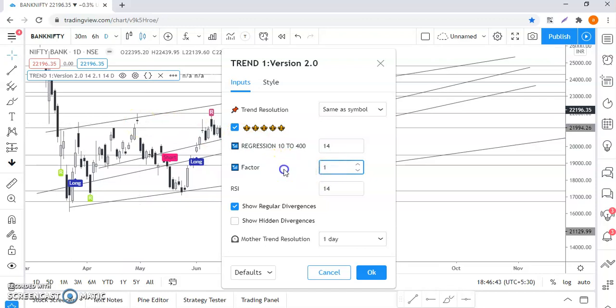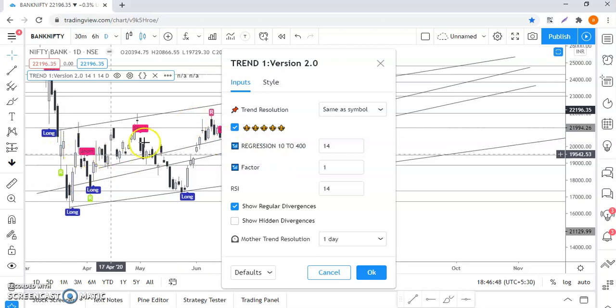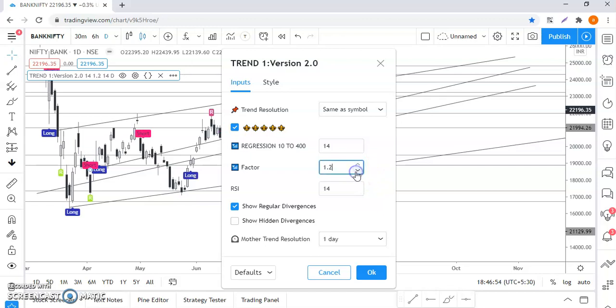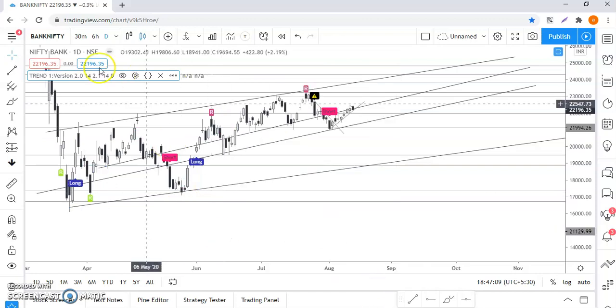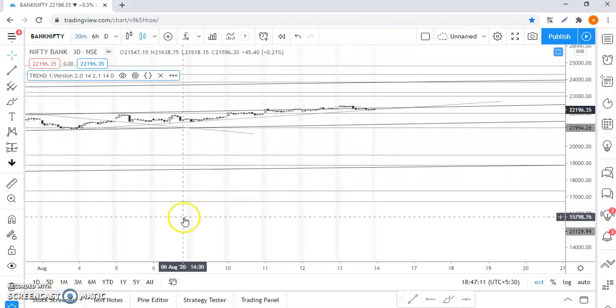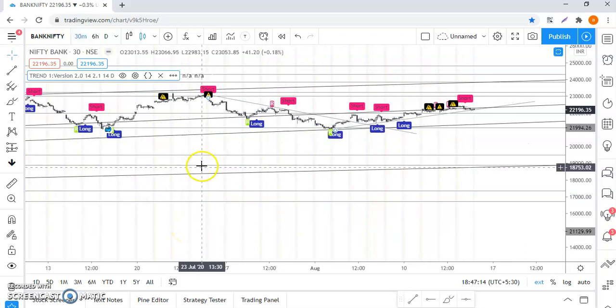So let me try with 14,1. See, the short signal came here. Like this, you can keep increasing and decreasing this value, and you'll get the long and short signals adjusted here. So let me keep it to the default value, which is usually 2,1. Okay, so let's go to the 30-minute chart. I optimized it for the 30-minute chart.